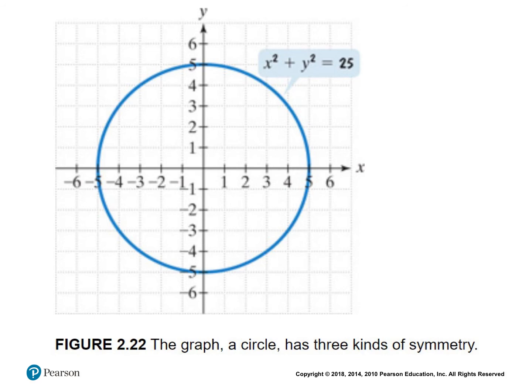So here would be the graph of that. X squared plus y squared equals 25 gives you a perfect circle. So that's why it had 3 ways of symmetry. You could draw a diagonal and it would reflect across that through the origin. It reflects over the y-axis and it reflects over the x-axis.